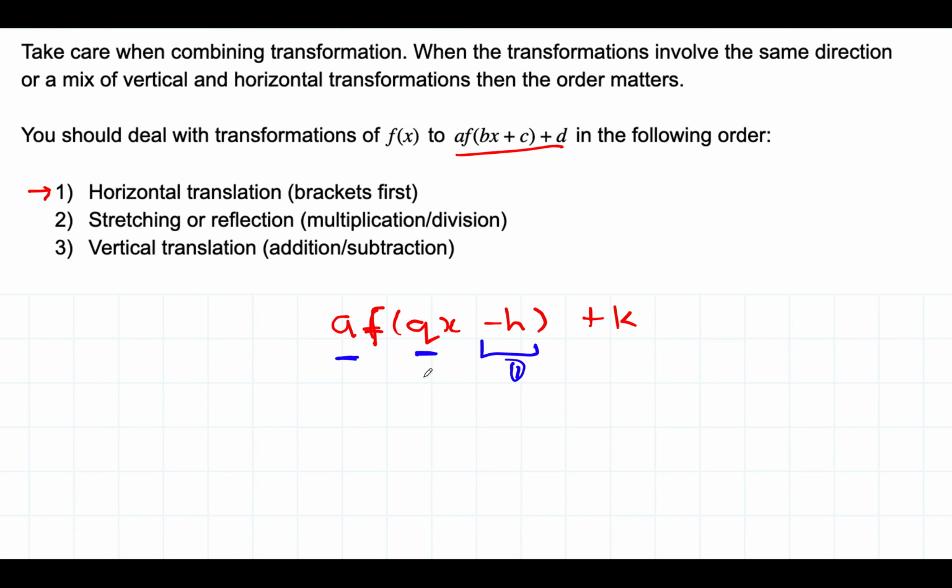So 1, 2, and then 3. And then the last thing you want to do is a vertical translation, which is 4. So just to know the order of these transformations, it matters if you have a combination of them.